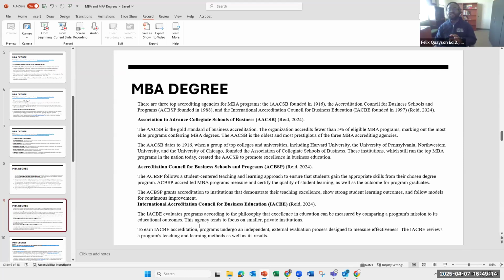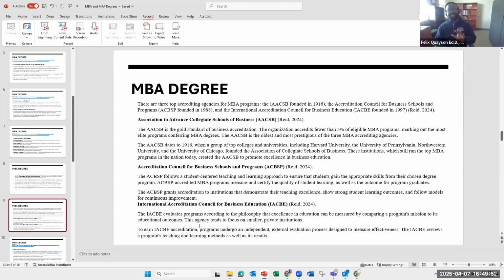Then you have the Accreditation Council for Business Schools and Programs, the acronym is ACBSP, which was founded in 1988. And then you have the International Accreditation Council for Business Education, the acronym for that is IACBE, and that was founded in 1997. Now let's go into a little more detail on the three top accrediting agencies for business education.